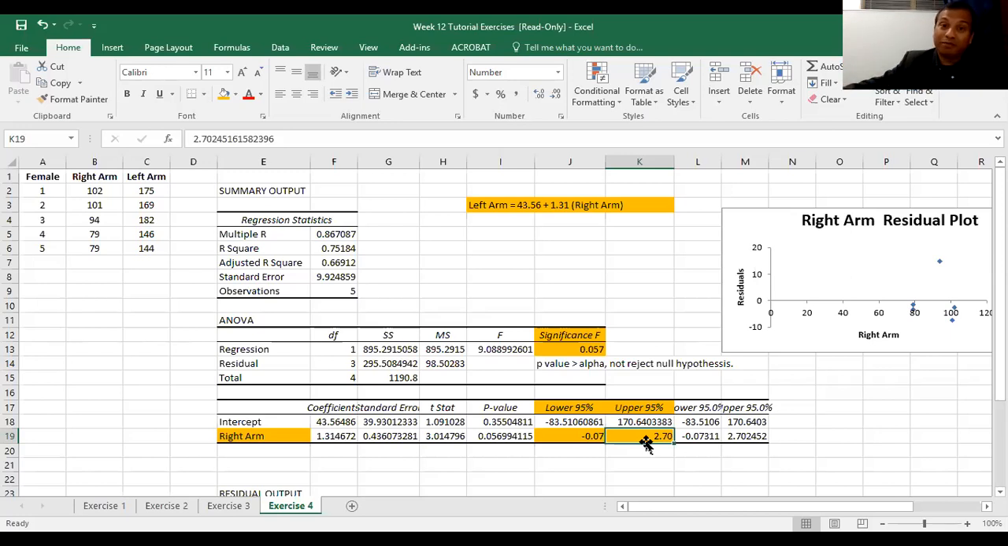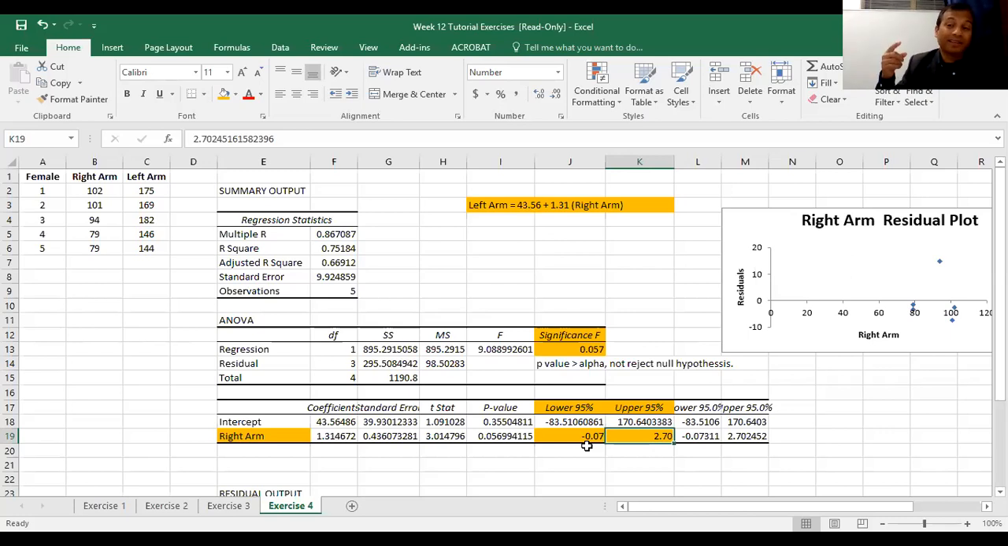Although we have provided the value of left arm using the regression equation, is that reliable? That means, will that value always appear? No, only sometimes, because sometimes the slope may be positive. It is 0.07 to 2.70. It includes 0, but it includes positive also, 0.01 till 2.7. So, at 95% we are not sure that this is reliable.